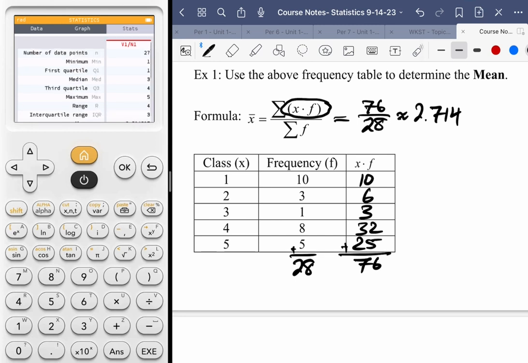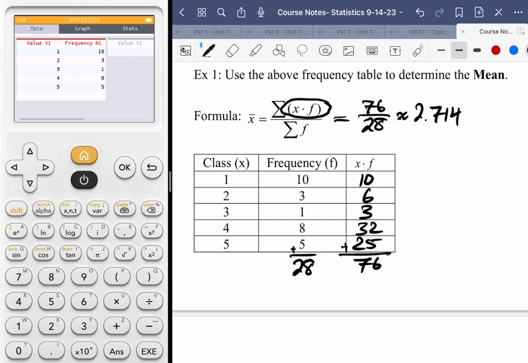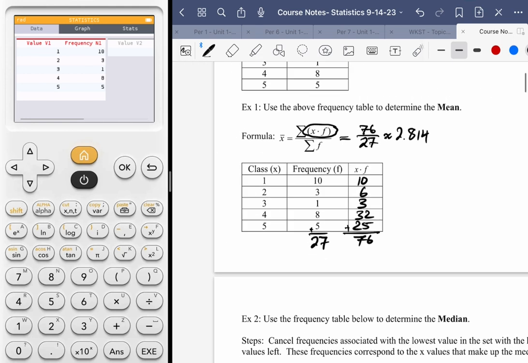And I get something different. Okay, where did I go wrong? So it looks like I typed the data incorrectly. Unfortunately, simple addition eluded me. So this should be 27. So 2.814. And that would be our mean.